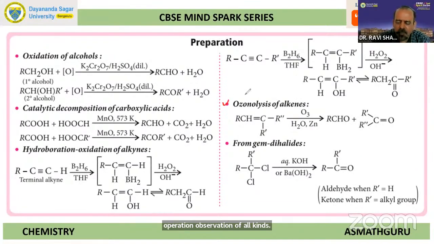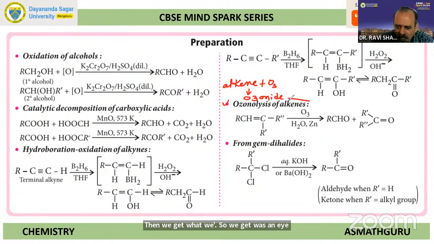Next, we can also obtain them from ozonolysis. What is ozonolysis? We take an alkene, and the alkene is made to combine with ozone. Then we get ozonide. Breaking this ozonide is called ozonolysis. How to break it? By using water. What we get is aldehydes and also ketones.